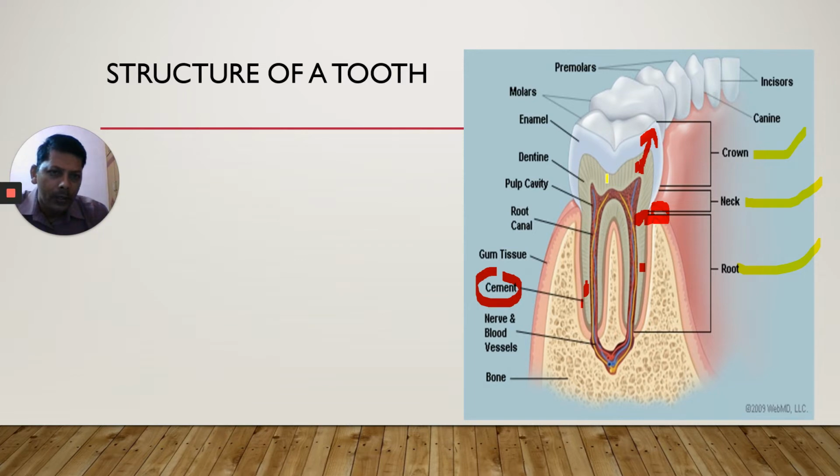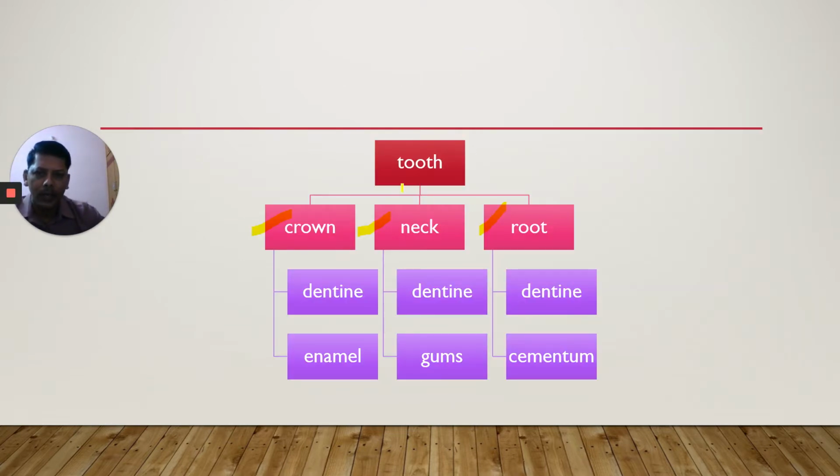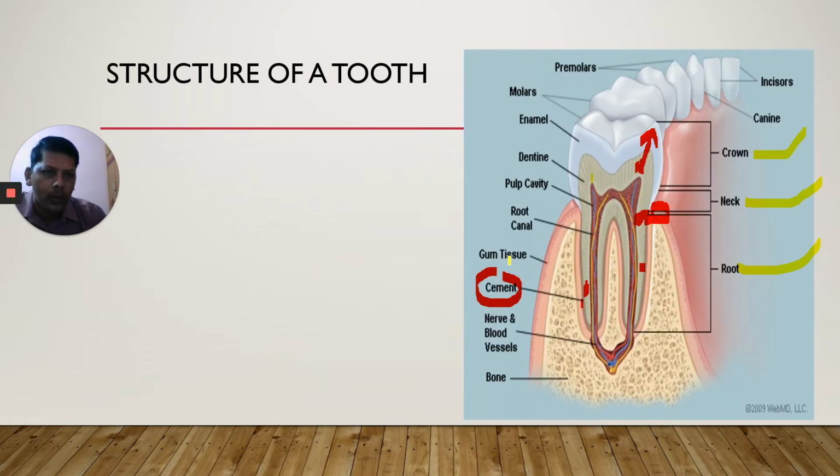Observe here. This part is dentine. This is the dentine of the crown. This is the dentine of the neck, and this is the dentine of the root. Dentine is present in the crown, in the neck, and also in the root. The dentine of the crown is covered by enamel.